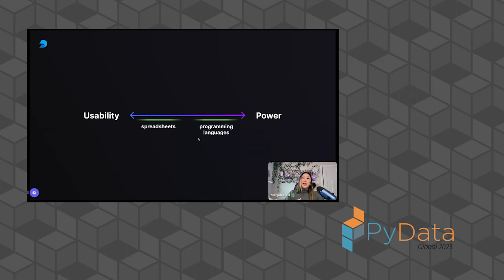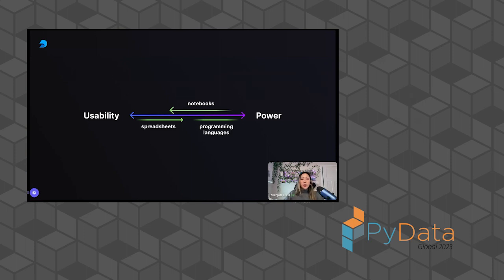Historically, spreadsheets have sat closer to the usability end of this spectrum because they're so easy to use that Excel users don't even realize they're writing software with it. However, they are hard to scale because of, again, that 1 million row limit. Notebooks and IDEs, on the other hand, sit closer to the power end of the spectrum because of the high ceiling of what you can do with code, but they also have a much higher barrier to entry.